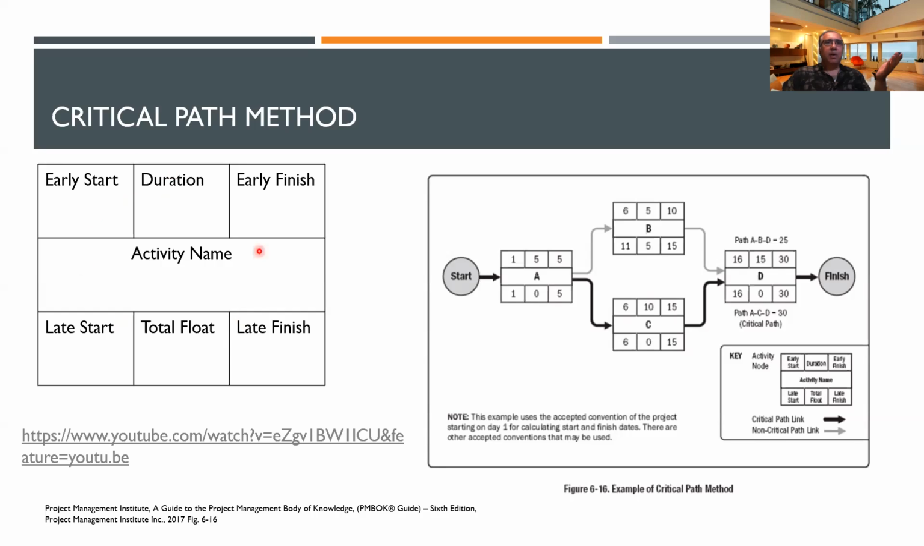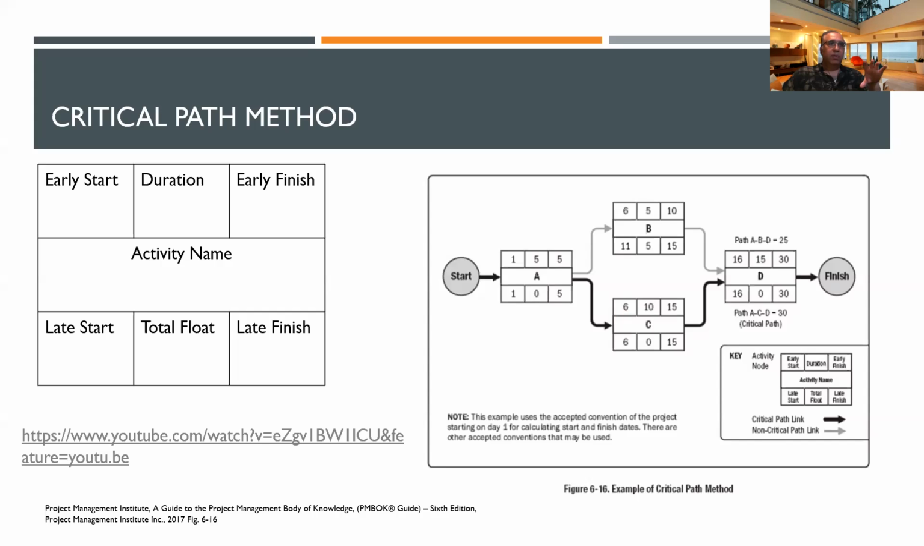In each of these boxes, A is the activity name, and the box shows the duration. You know the duration because you ask the person how long it's going to take. The duration is 5 weeks. Or let's take days: it's 5 days to do the activity. B is also 5 days. D is going to take 15 days. C takes 10 days.